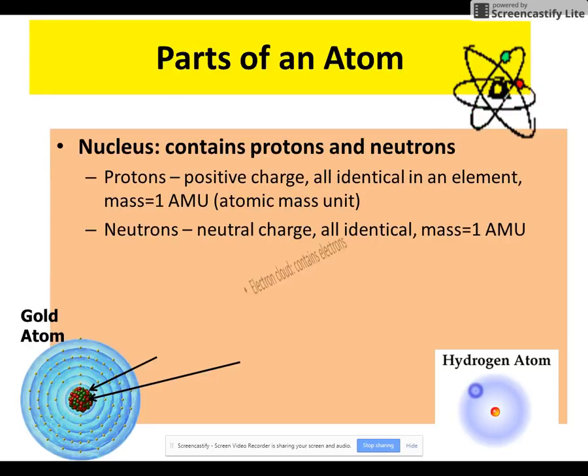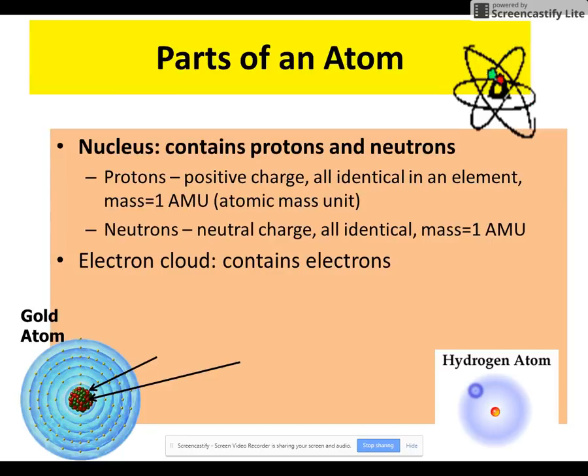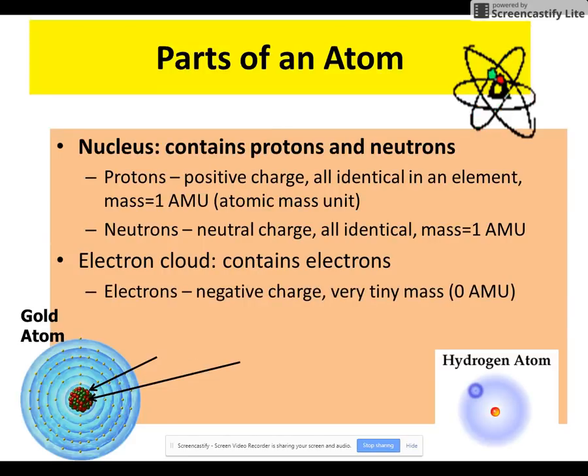Alright, now we have the electron cloud. And out in the electron cloud are the electrons. Electrons are negatively charged. They're very, very, very tiny. In fact, we don't even have a measurement for them. We just say that they are 0 AMUs, or 0 atomic mass units.